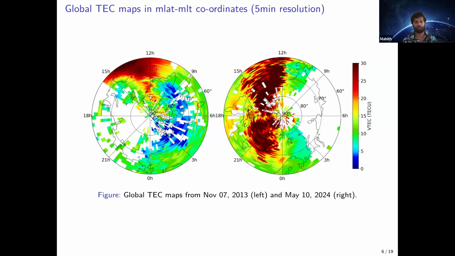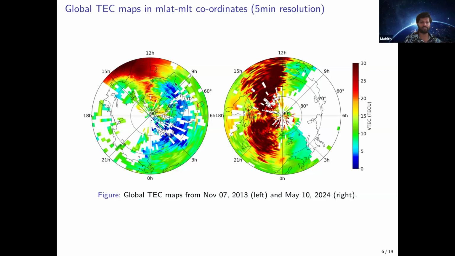This is an example where I downloaded 5-minute resolution data from Madrigal for 2 different days. On the left, you see data from 2013, during the previous solar maximum. And on the right, you see the plot from 2024, the same geomagnetic storm.